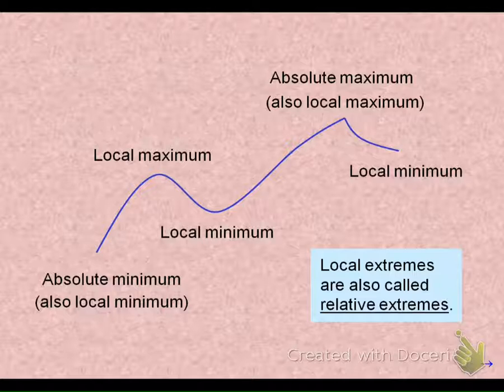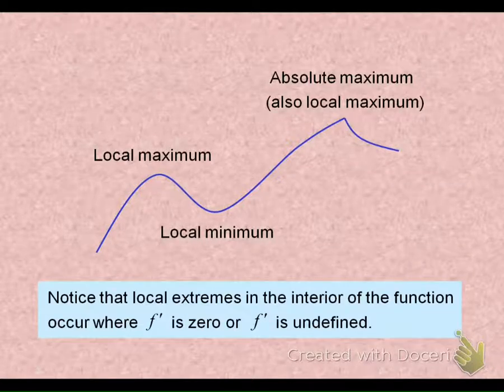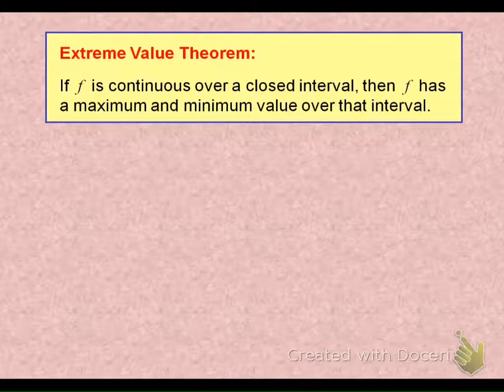So as you can see, local mins and local maxes, as well as absolutes, occur where f prime is either equal to 0, or when f prime doesn't exist, and also at the endpoints of the interval. Okay, and so one of the main concepts here is that local extremes in the interior of a function occur only when f prime is 0 or when f prime is undefined. These are the only times you're going to have a max or a min. Okay, and so that's where we have horizontal tangent lines, or the derivative doesn't exist.